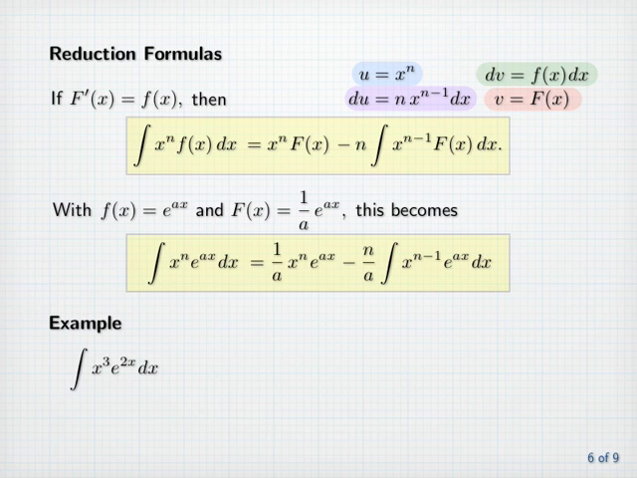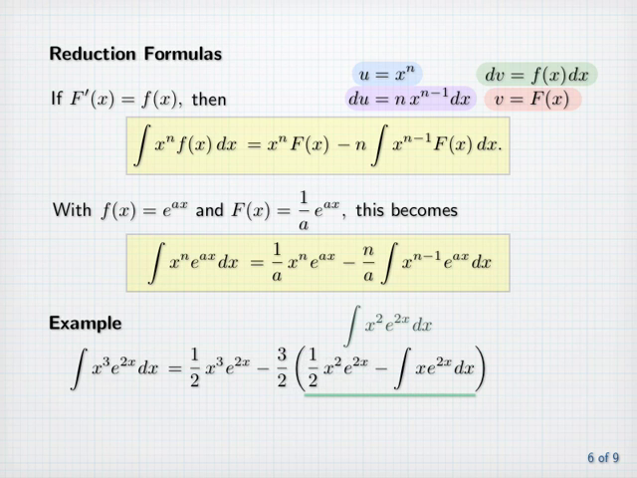So here a is 2 and n is 3, so an application of that formula gives us 1 over 2 times x cubed e to the 2x minus 3/2 times the integral of x squared times e to the 2x dx. So now we'll apply the same formula again to the integral on the right-hand side, this time with n equals 2. So we have 1/2 of x squared e to the 2x minus 2 over 2 times the integral of x to the first power times e to the 2x dx.